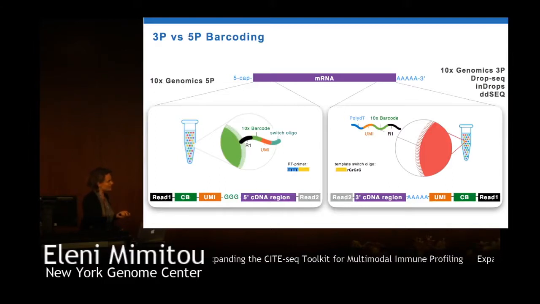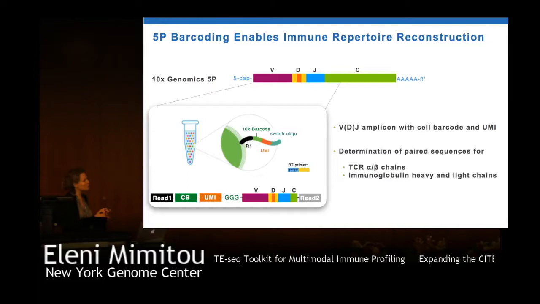And that was first exemplified with the reconstruction of rearranged VDJ regions of immune receptors. Here, by using the full-length cDNA as it comes out from the regular protocol, and using specific primers against the constant regions, you can amplify transcripts that contain information about the TCR alpha and beta chains or the heavy chains, and get information at the single-cell level for the paired receptors.